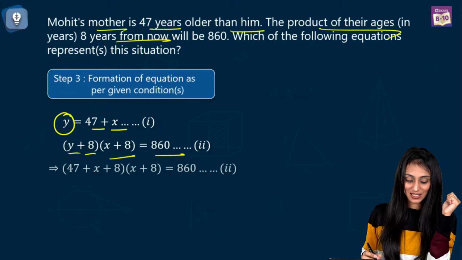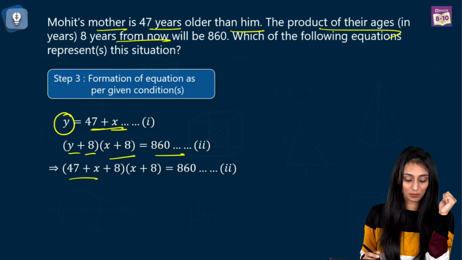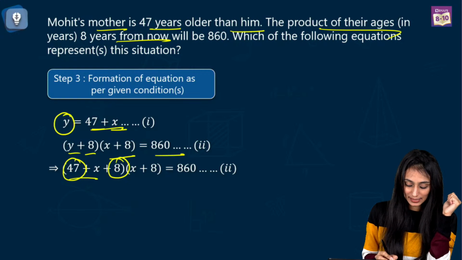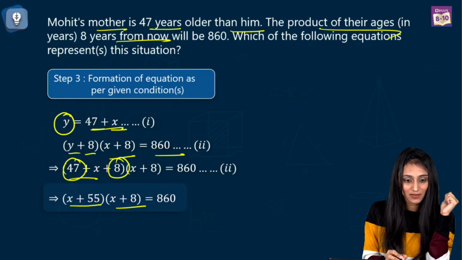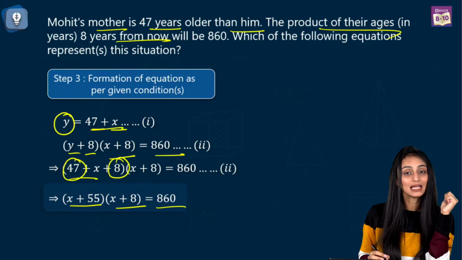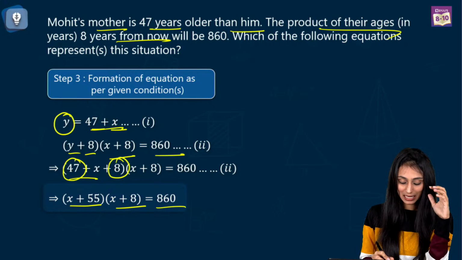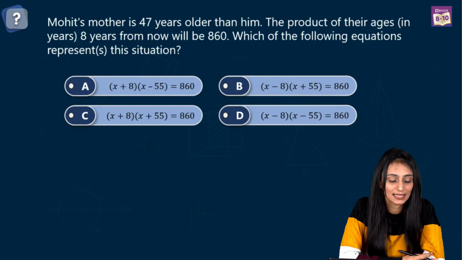Okay. Now I'll put y here. What is y? That is 47 plus x. Simply 47 plus 8, that's going to be 55. So (x plus 8)(x plus 55) equals 860. This is the final result, and that's basically option C. So option C is the right answer.